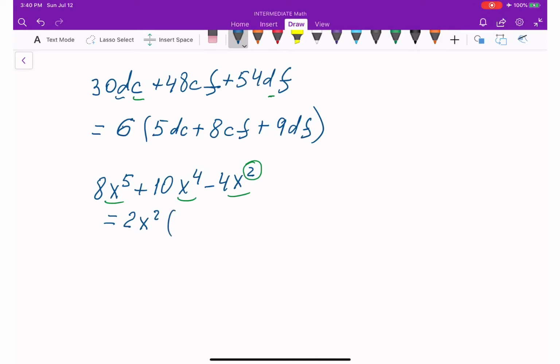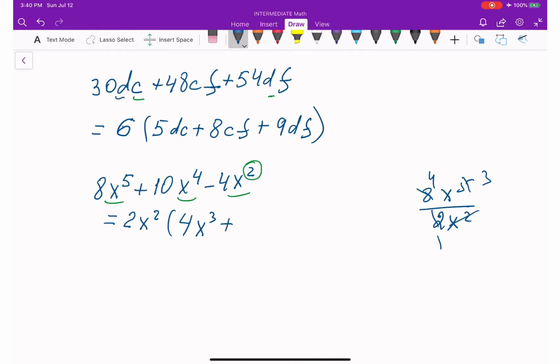Okay, let's divide 8x^5 by 2x^2. 8 divided by 2 is 4, and then x^5 divided by x^2 is going to be x cubed. Let me do drafting here so you can see. Dividing by 2x^2: this is 1, this is 4, this is gone, this is 3, 5 minus 2 is 3. So 4x^3.